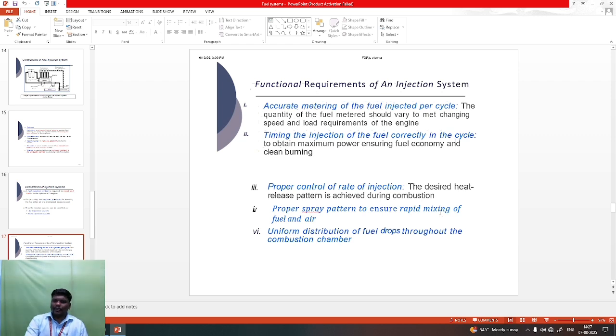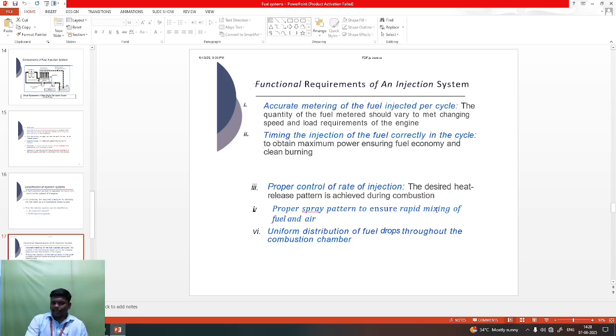Next one is proper control of the rate of injection. If you are not using proper control, the rate of injection may be too high or too low, which leads to an improper combustion process. So for that we need proper control.